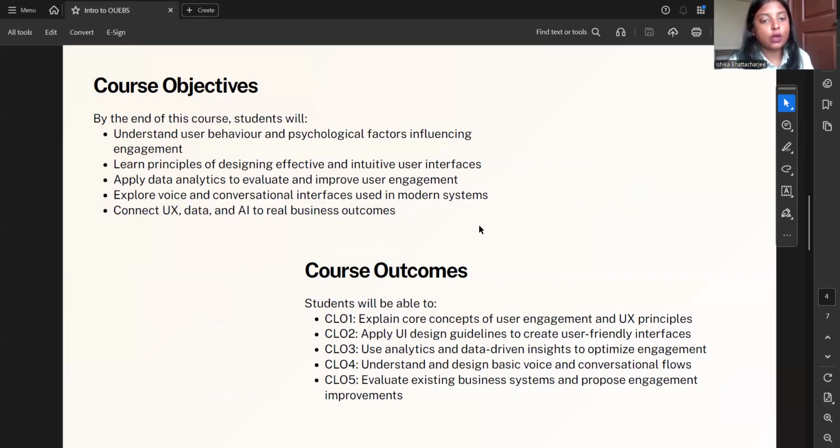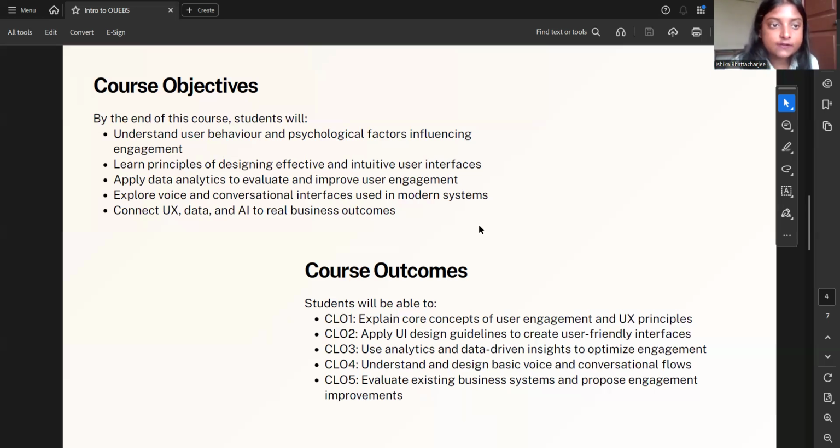So, in this course, we are going to explore how businesses attract users, how we keep them engaged, and build long-term loyalty. We are going to learn why some apps feel smooth and addictive, how design and layout influence human decisions, how data reveals what users like and dislike, and how AI systems like chatbots and voice assistants help us understand user engagement better.